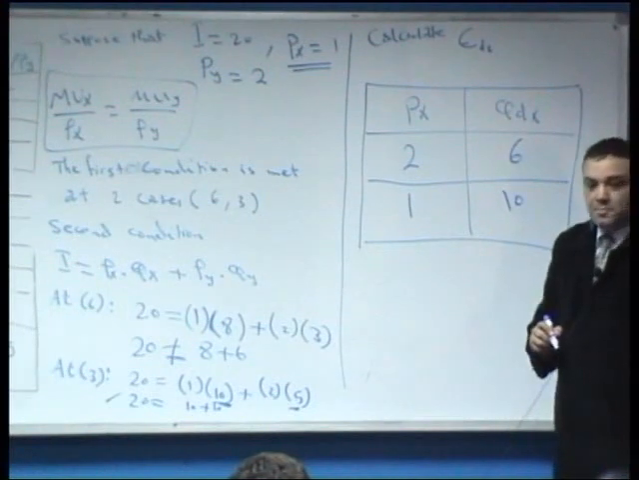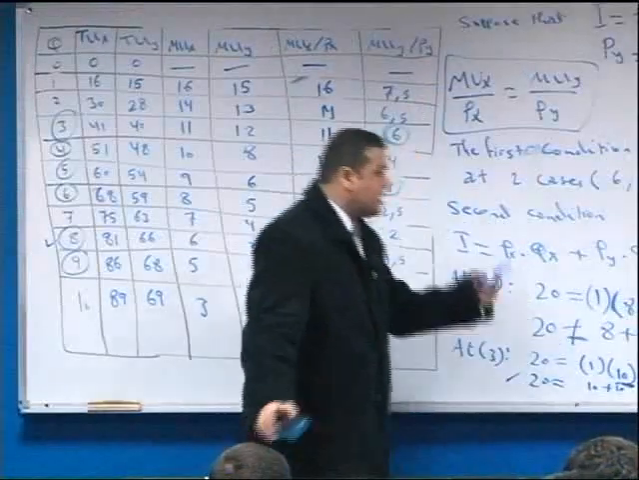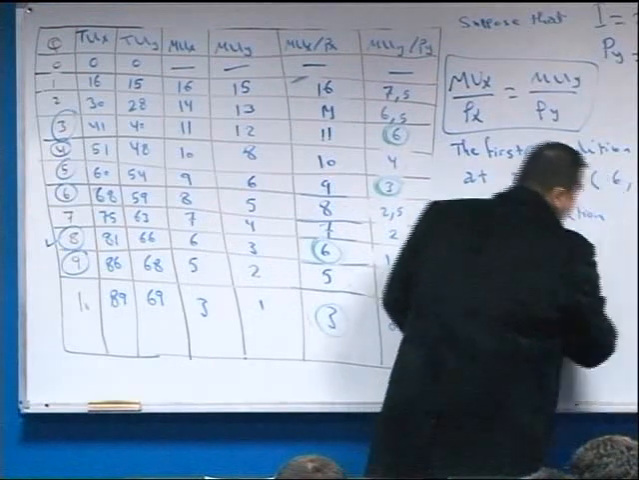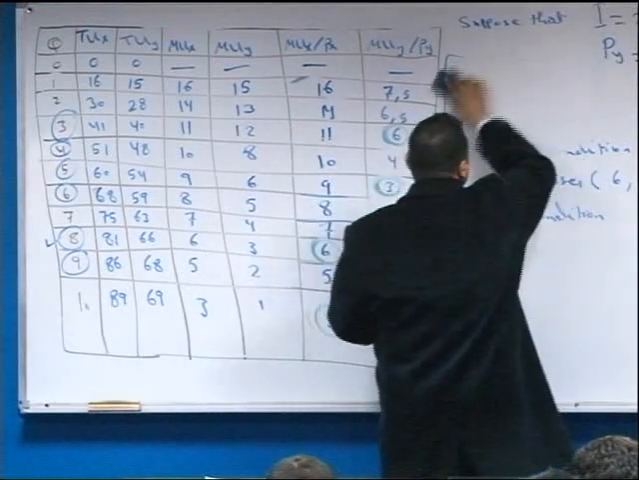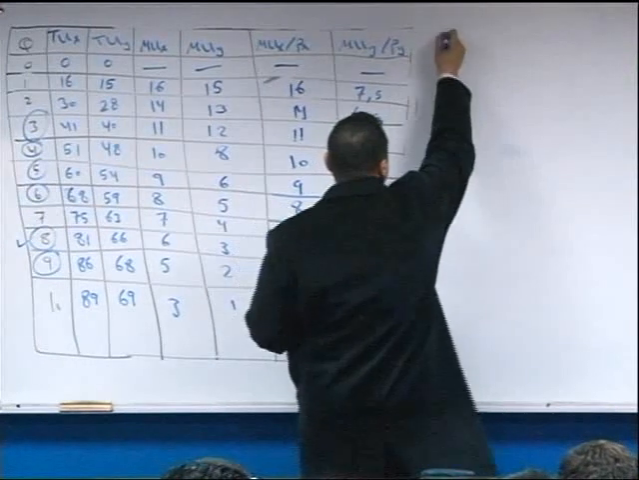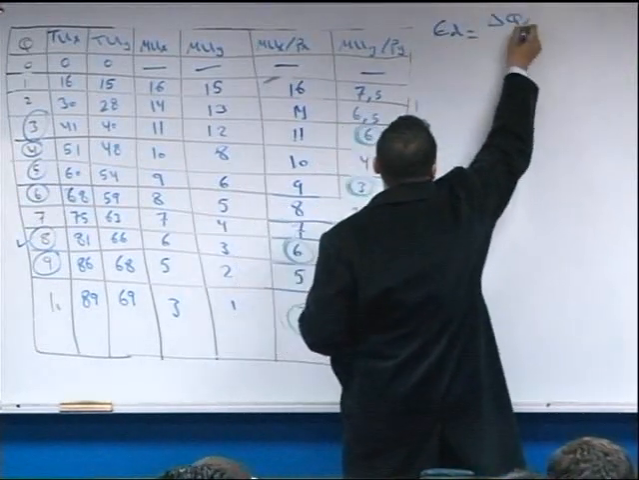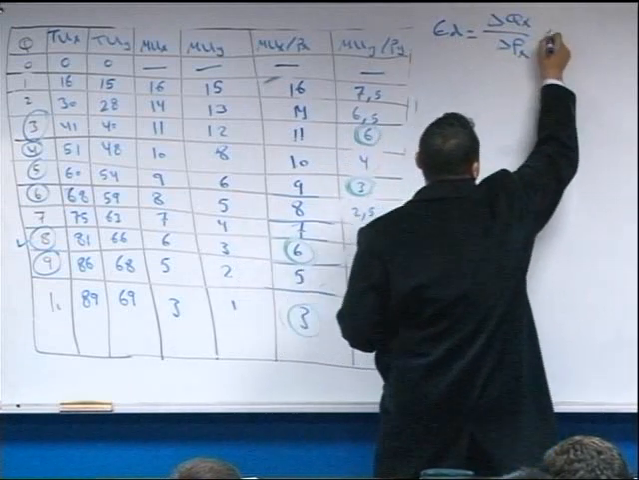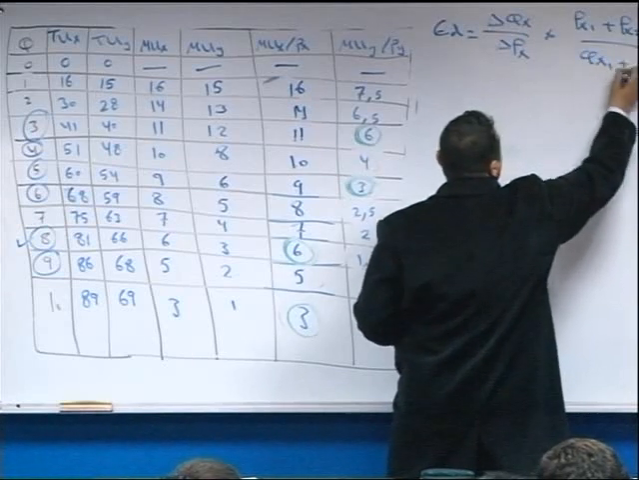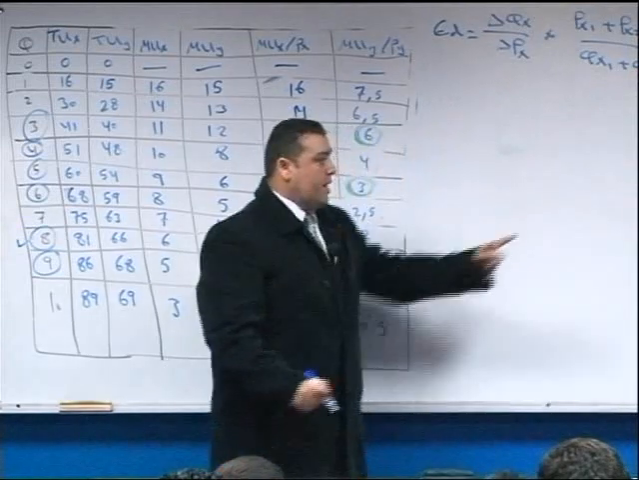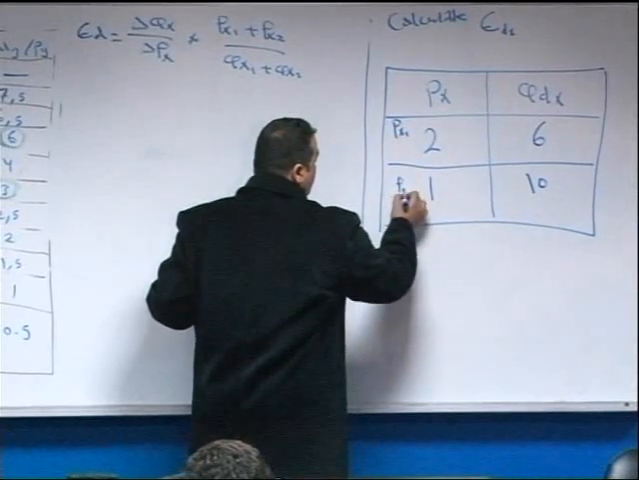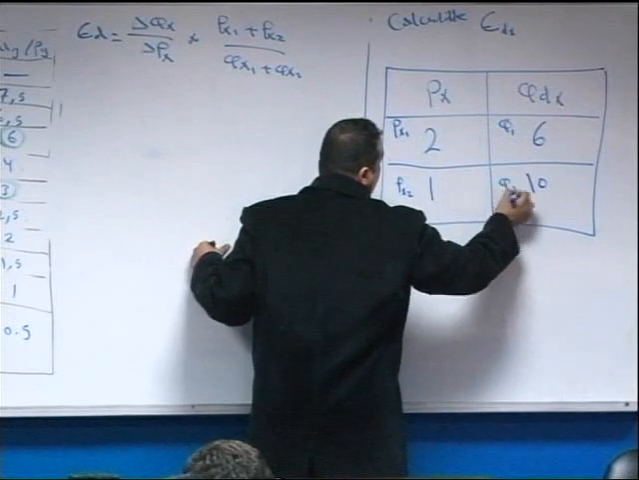To calculate the price elasticity of demand for the product X by using the midpoint formula, ED equals delta QX over delta PX times PX1 plus PX2 over QX1 plus QX2. This is the midpoint formula. And in this table, we can see this is the price of X1, P2, Q1, Q2.